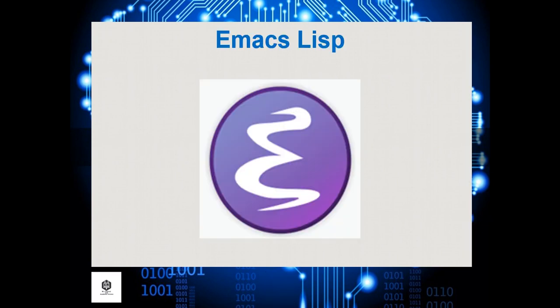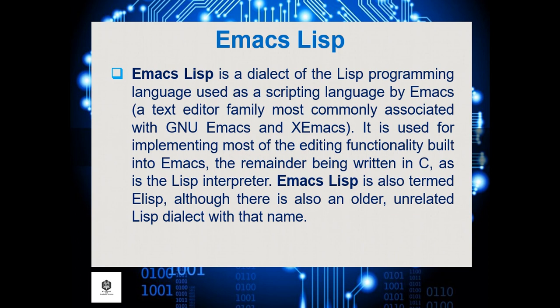Emacs Lisp. Emacs Lisp is a dialect of the Lisp programming language used as a scripting language by Emacs, a text editor family most commonly associated with GNU Emacs and XEmacs. It is used for implementing most of the editing functionality built into Emacs, the remainder being written in C, as is the Lisp interpreter. Emacs Lisp is also termed Elisp, although there is also an older, unrelated Lisp dialect with that name.